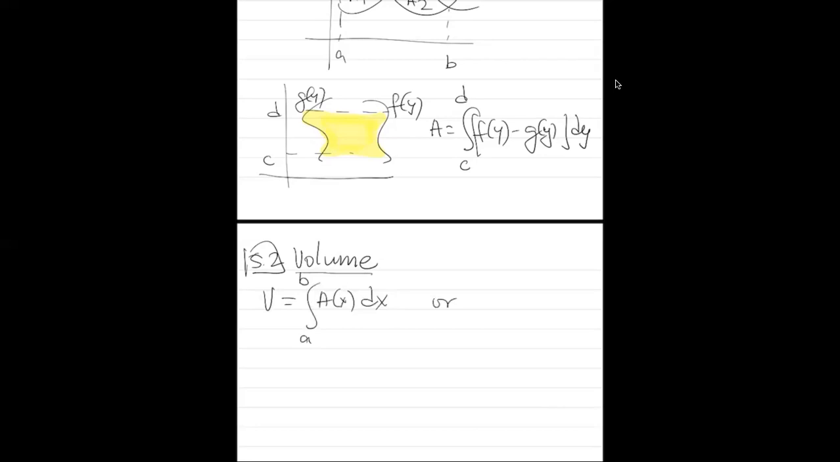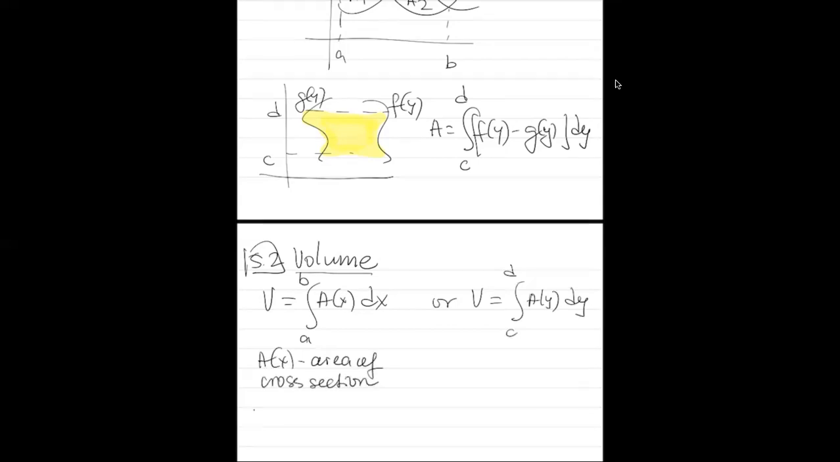Or if you're slicing it, you always slice with a plane perpendicular to the axis of rotation. So if you're slicing vertically or horizontally, use one of those formulas. The cross section here will be A of y, everything in terms of y. So A of x is the area of cross section.